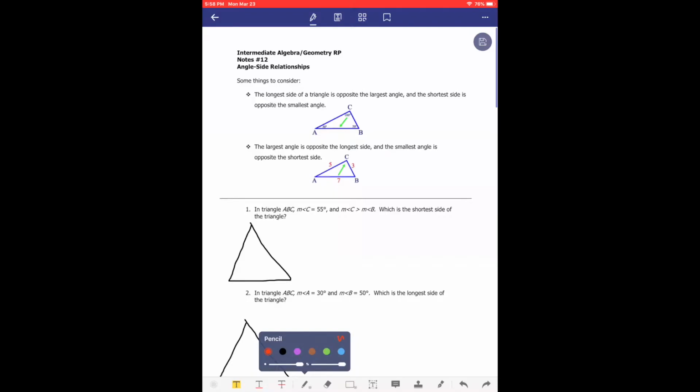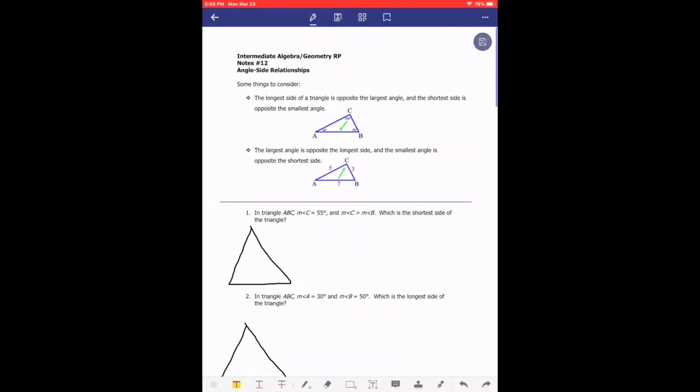Angle A is 30 degrees, angle B is 50 degrees, and angle C is 100 degrees. So angle C is your largest angle. And the side opposite, where the arrow is pointing, is going to be your longest side. So that's side AB. AB is my longest side.